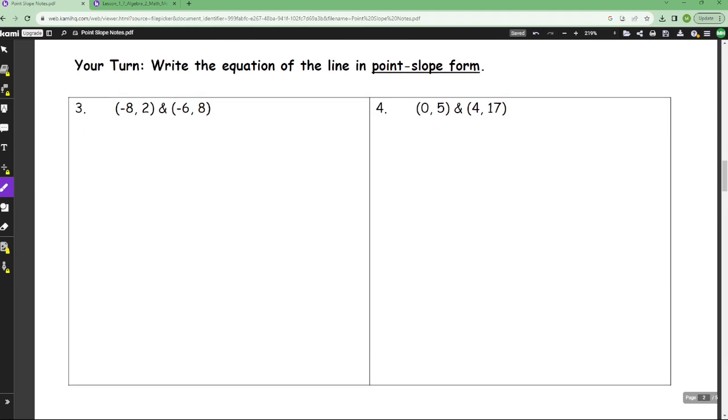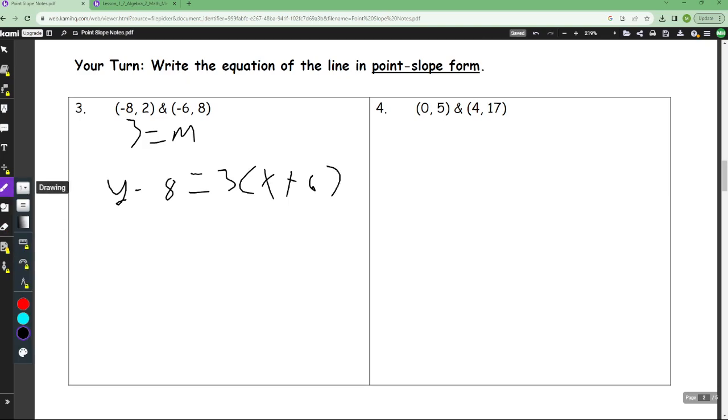All right. So first we have to find m, which will be 3. Once we plug everything in, we can choose any of the points. We'll go with (-8, 2), which will be y minus 8 equals 3 times the quantity of x plus 6. That's (-6, 8). Right, I meant to say the other coordinate pair. So the other one would be y minus 2 equals 3 times the quantity of x plus 8.